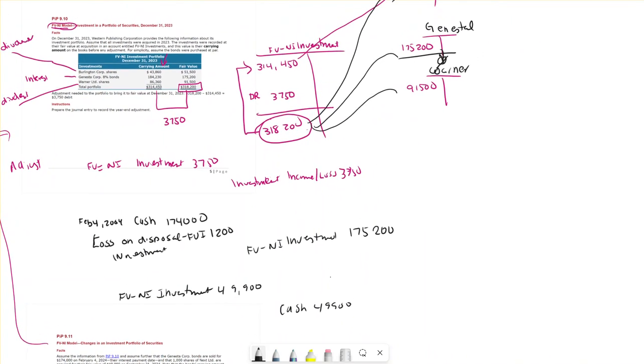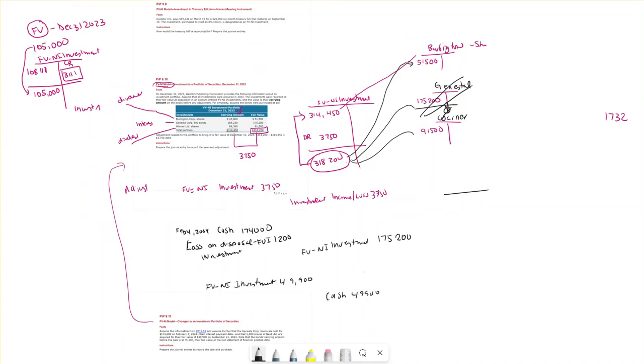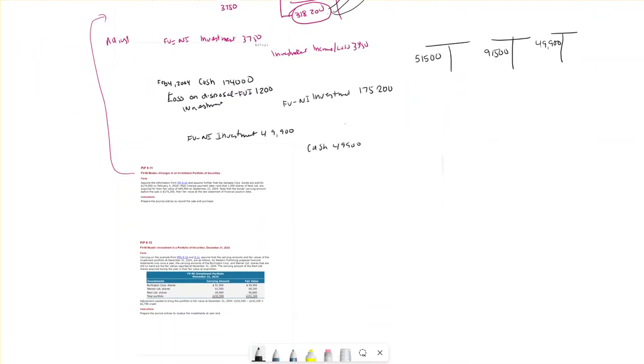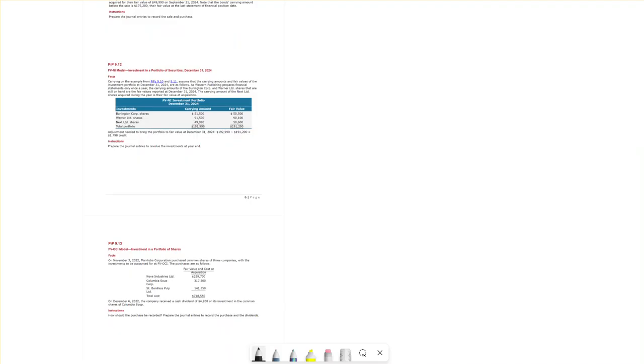If I were to do that, I already sold this investment. What are we left with? We are left with only three investments again, 51,500, then we have 91,500, and we have your third investment that we just got on February 4th. This is exactly what I showed you on the screen. Now what they want you to do is record the journal entry at the end for the investment.